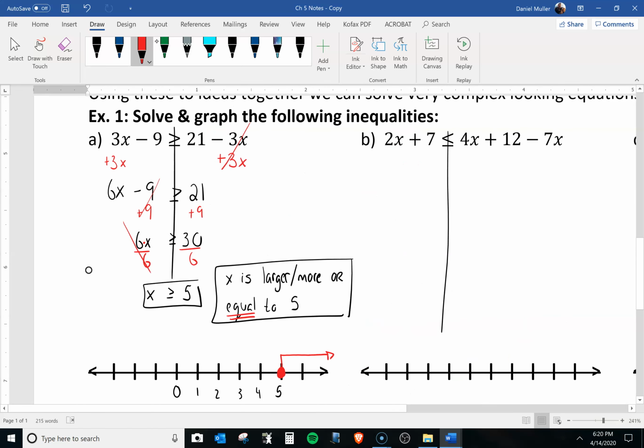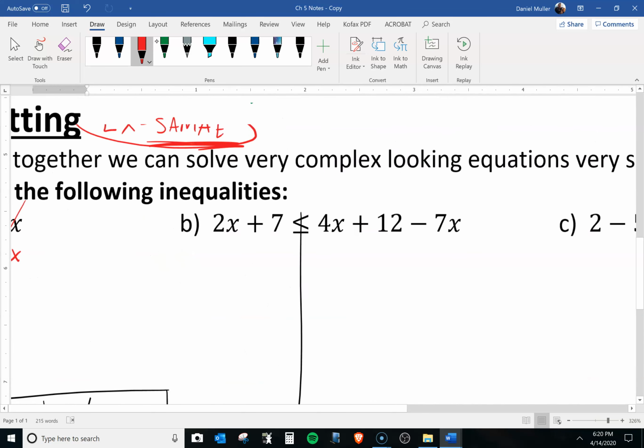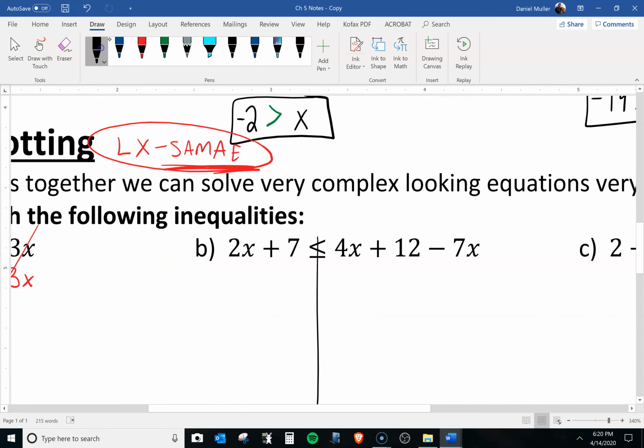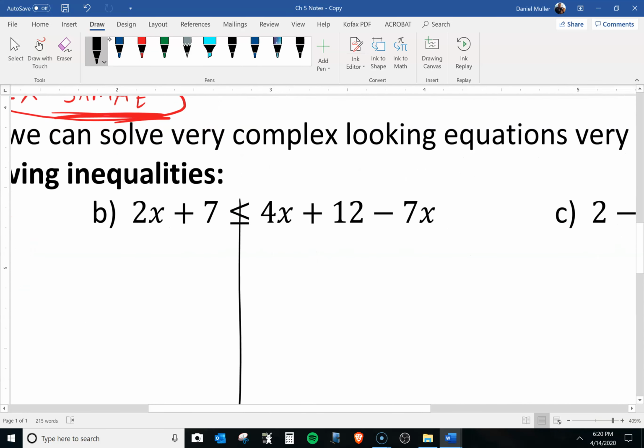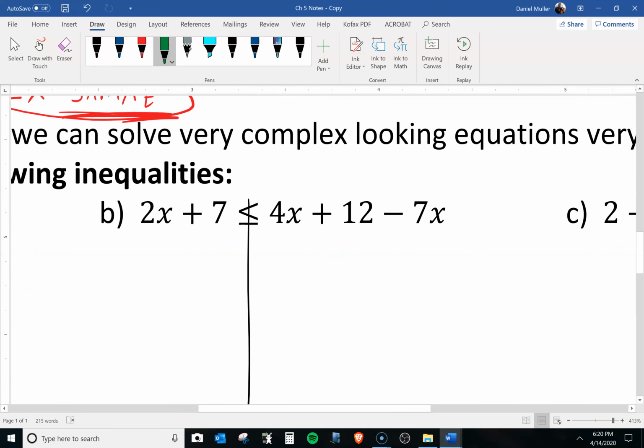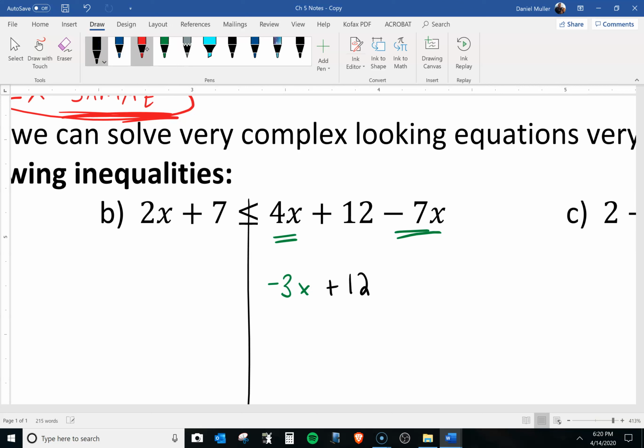All right, so B, we need to do the L and the X. The L is like terms. Are there any alike? Well, I said earlier 4x and negative 7x. That would give you a negative 3x and then a 12. Again, I like to write the x's first, and that's on the right side. On the left, it's just a 2x plus 7. And I wrote the symbol in between.